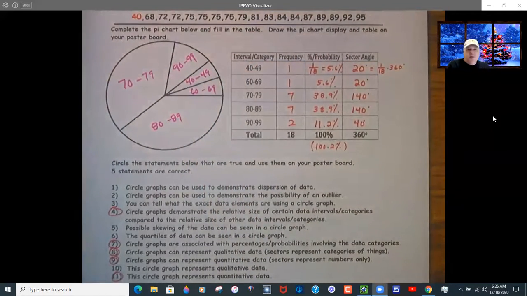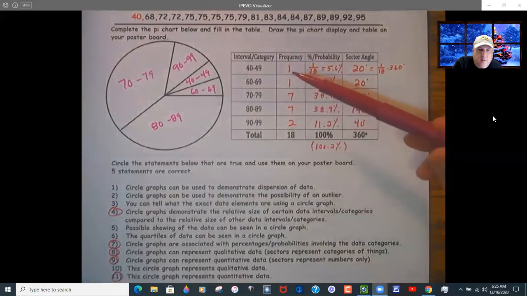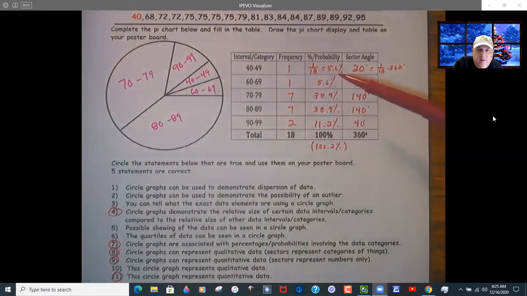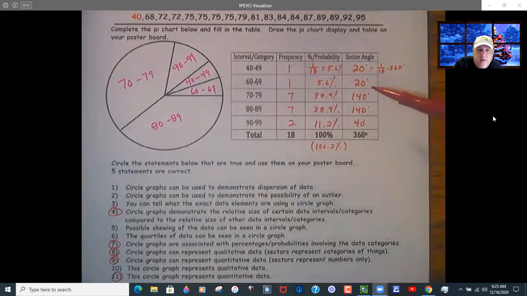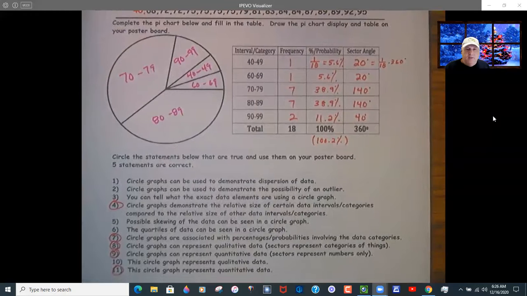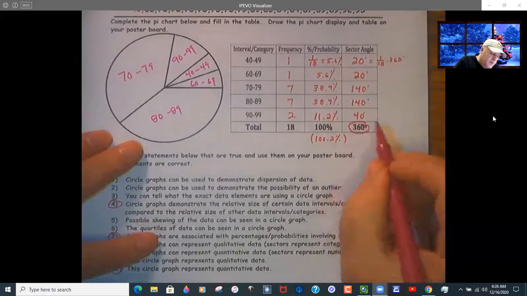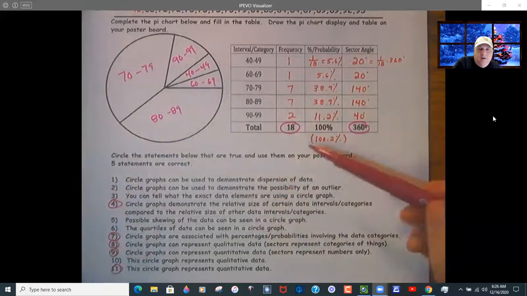So it's a percentage out of the whole, like a straight percent. Like 1 over 18 is the percentage probability of the 40 through 49 and 60 through 69. And then you multiply that by 360 to get the angle. So there will be questions with circle graphs. It's just a piece of the whole. It's a straight percent based on 360.